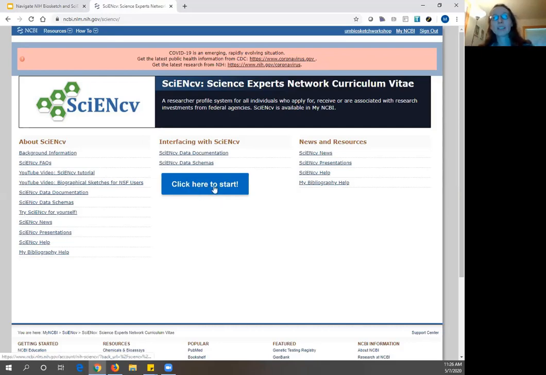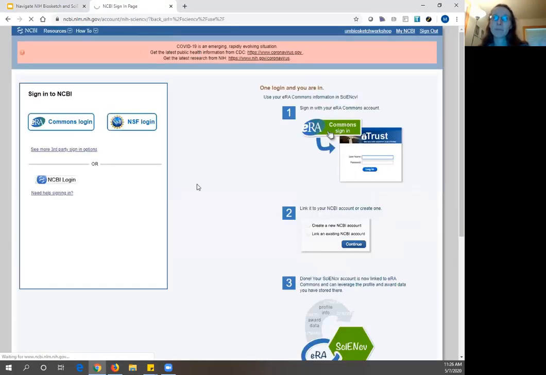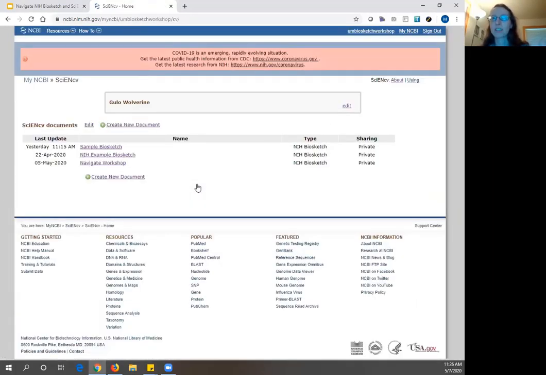So I will go ahead and click on this big blue button. That's the login page. And now, because I was already logged in, it took me into my SciENcv account. So what I have here is 3 existing biosketches already in this account. Remember, I said that you could have multiple biosketches in one account. If I want to create a new document, I can click Create New Document.